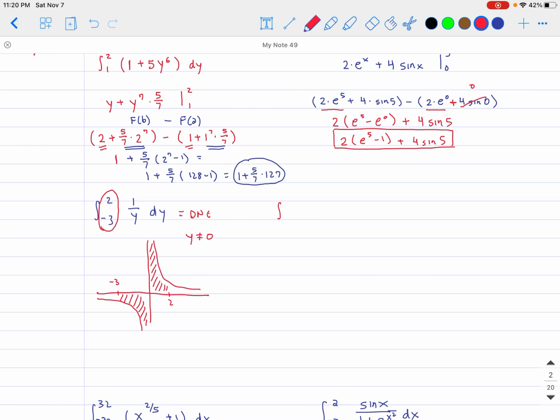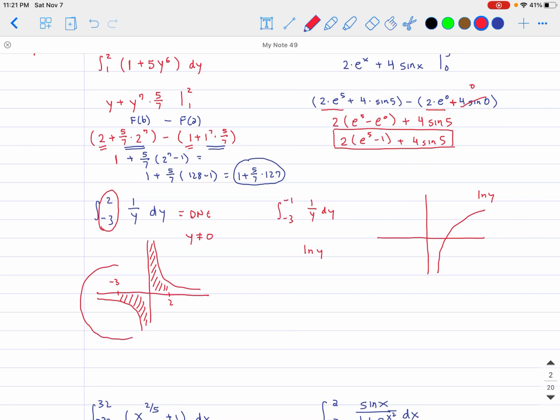Let's say the integral from -3 to -1 of 1 over y dy. Now, in this case, we can solve for it because it's continuous everywhere from -3 to -1. And now we're going to take the antiderivative. What function has a derivative of 1 over y? Well, that is supposed to be the ln of y. But this is going to be a little bit strange because ln of y, if you recall, looks like the following. This is supposed to be the ln of y.